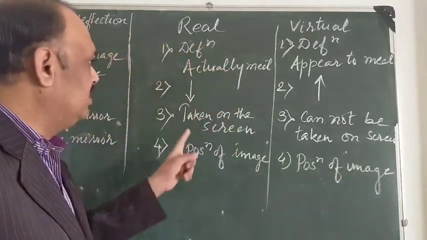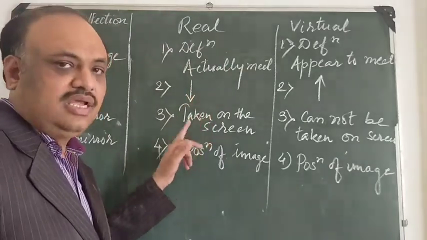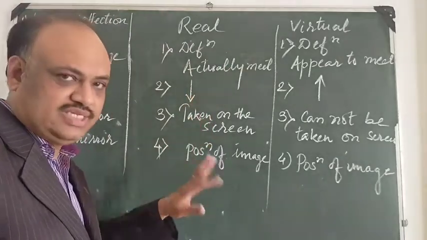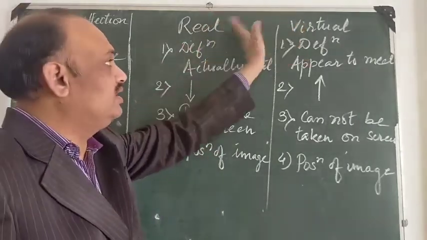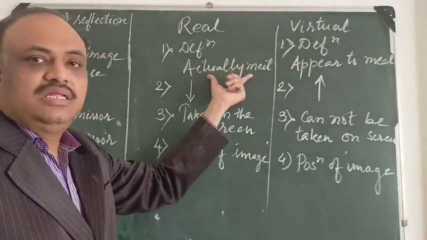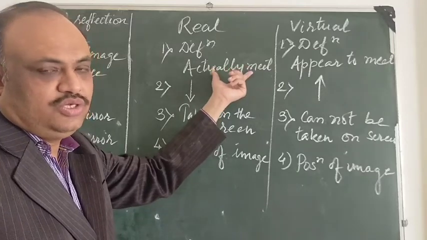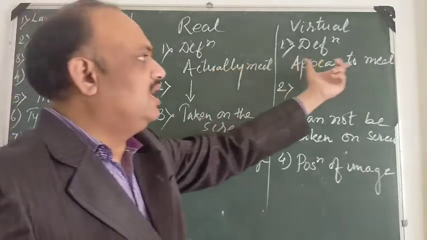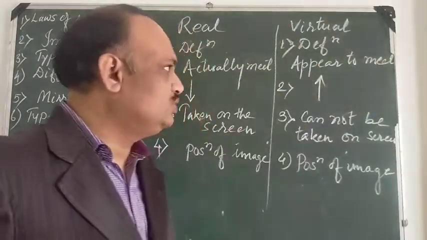One is the definition, another one is erect and inverted, third one is screen, and fourth one is the position of image. So once again I will wrap it up. First point, whenever the difference between real and virtual image is asked, the first point has to be the definition: when two or more rays actually meet at a point, the image formed is a real image, and when they appear to meet at a point, that will be called a virtual image.